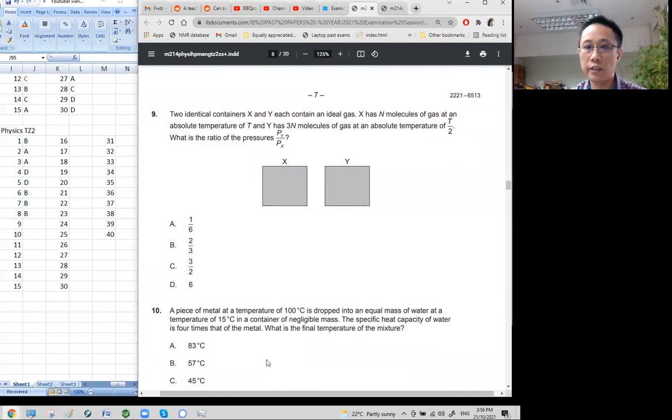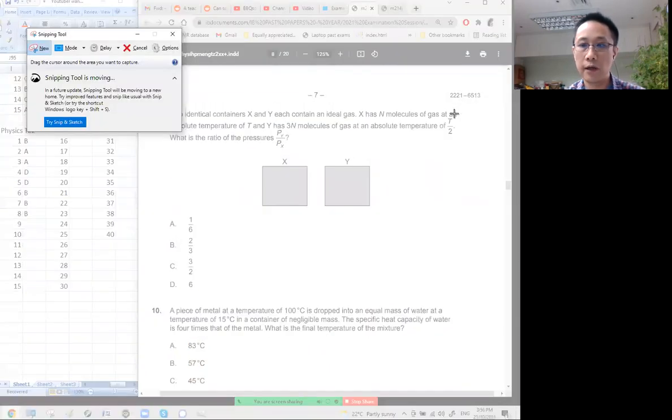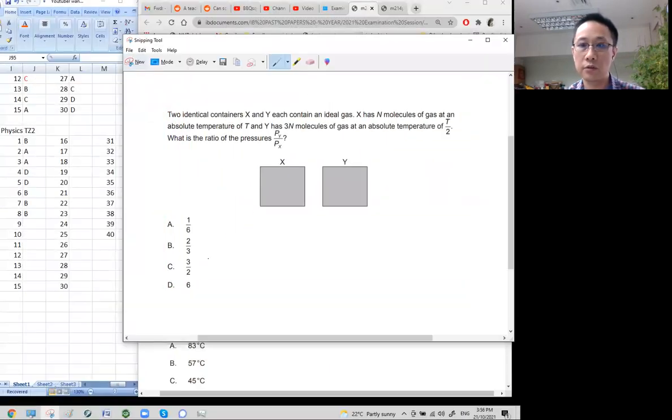Question 9, this is clearly a ratio problem, and it's not even about mixing because you've got 2 isolated samples of gases, and they use N molecules. So you can use PV equals NkT twice in ratio format.